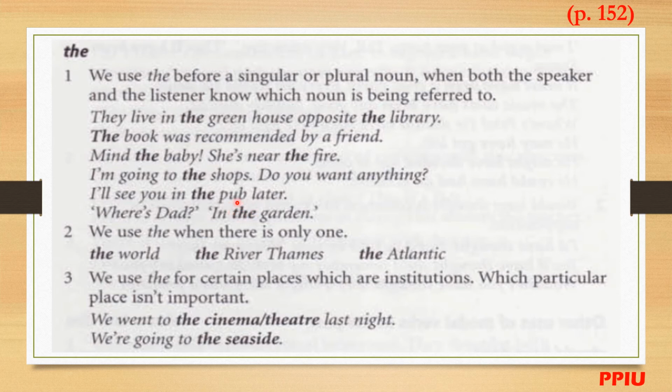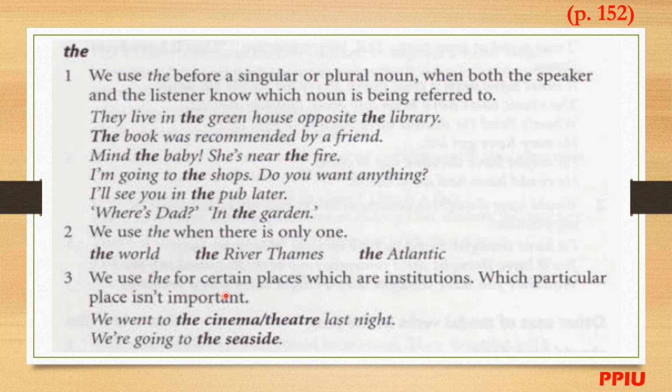Both the speaker and the listener understand which garden it is, or there is only one garden in the house, so everyone can recognize that. We use "the" when there is only one, like the world, the River Thames, and the Atlantic. The moon, the world, the sun, the River Thames, the Atlantic: there is only one in the world. So we use "the" when there is only one.